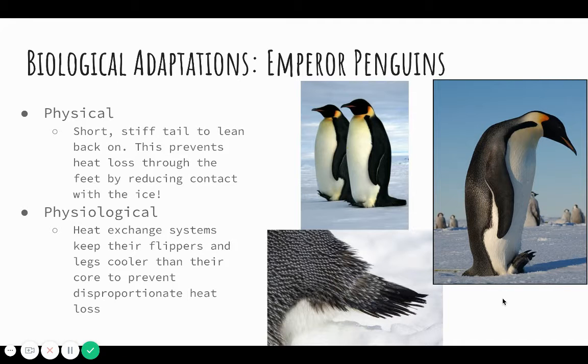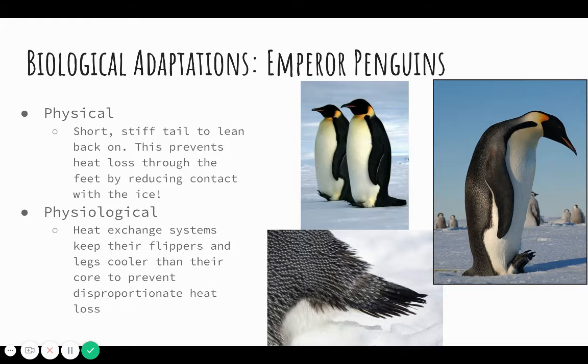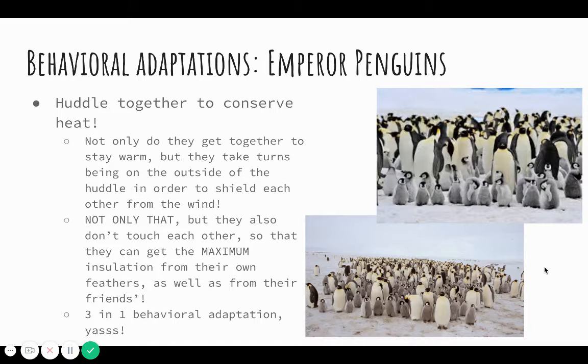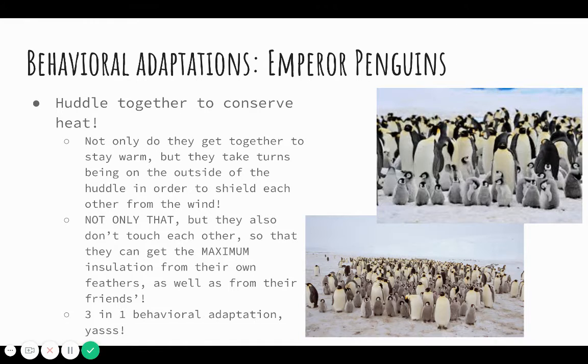A physiological adaptation that emperor penguins have is their heat exchange systems. So these systems keep their flippers and legs cooler than their core to prevent disproportionate heat loss. Why do these penguins need to prevent heat loss so much? They live in the deep south, y'all. I'm talking Antarctica. They live in the coldest, windiest continent and endure some of the most extreme conditions. Their average winter temperature is negative 56 degrees. So how have they adapted to this cold, windy, extreme environment behaviorally? Well, they huddle together to conserve heat.